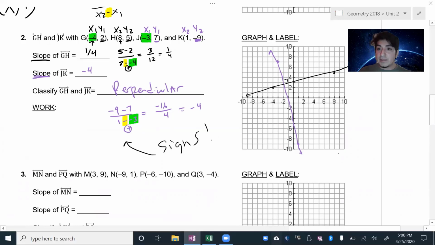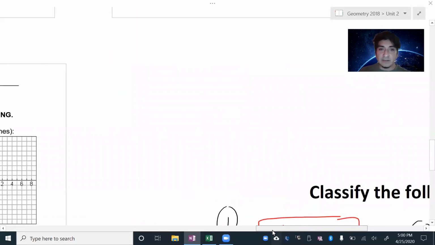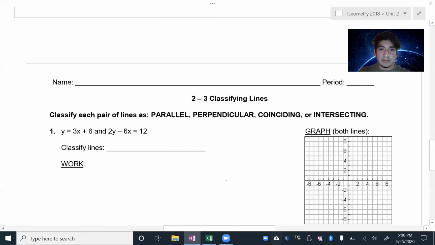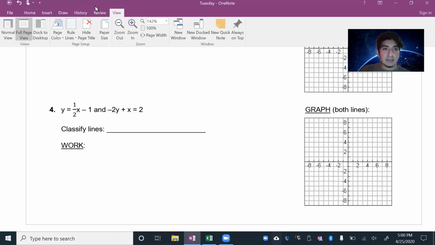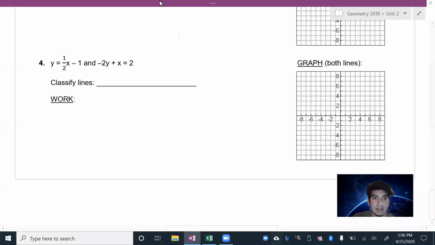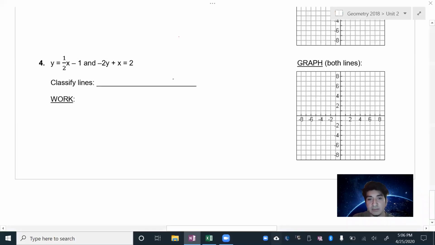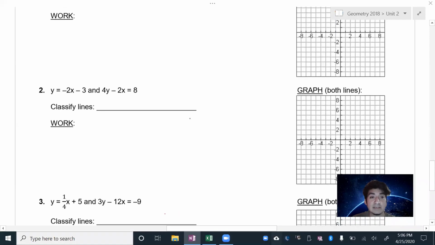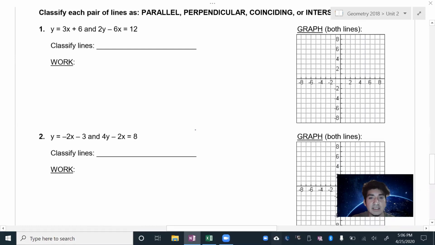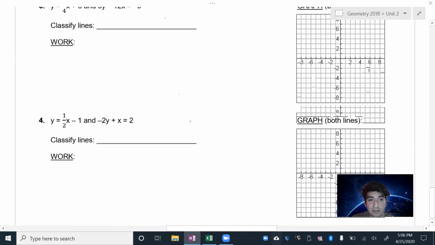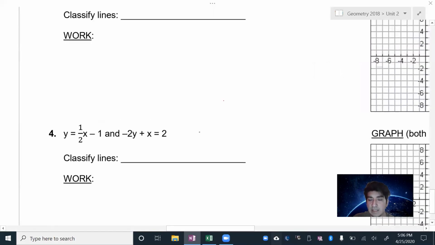Now the last example. Last example here. So from here, what we're going to do is go and solve for number 4. Now the issue with this one is what it's asking for. So classify each line: parallel, perpendicular, coinciding, or intersecting. So in this one, we're going to go ahead and determine what type of classification this will be.